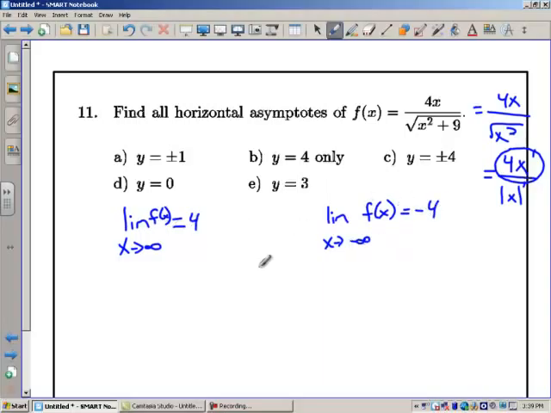So I have two horizontal asymptotes. So this thing does something like this. Actually has two of them. One down here at -4 and one up here at 4. So that answer is C.